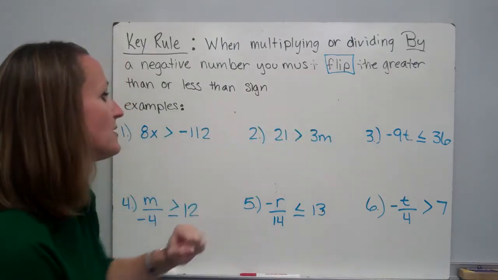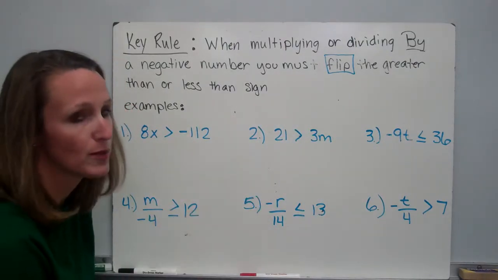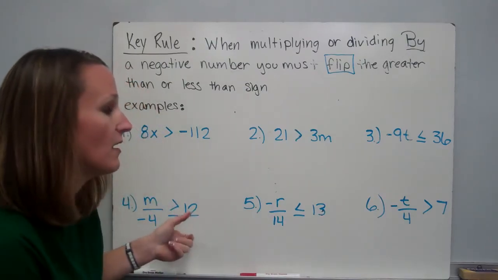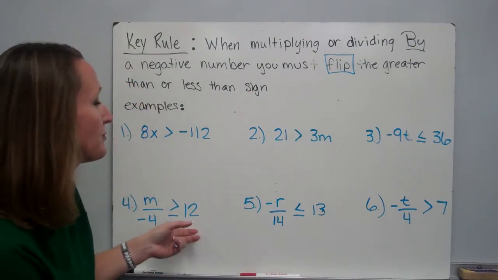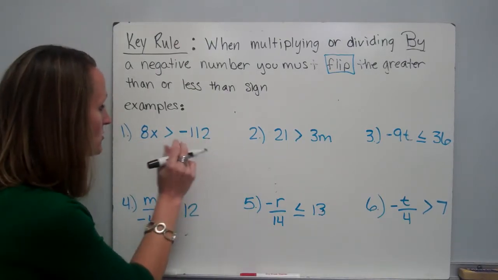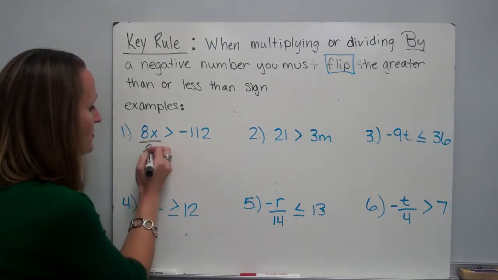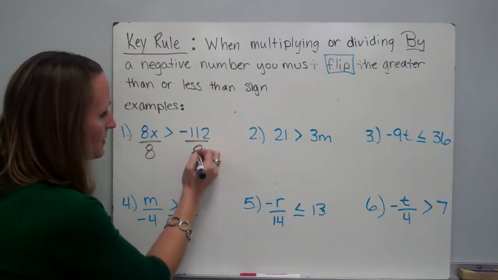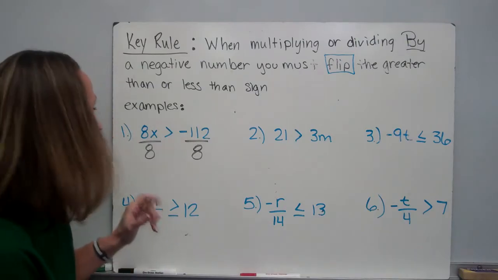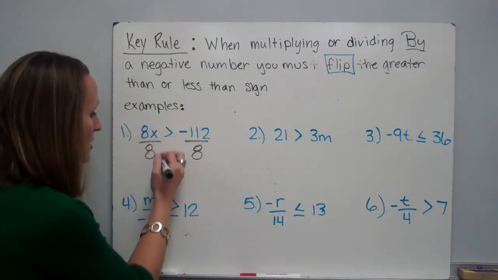So what do I mean by flip? So let's work some and look at it. And I've got a whole bunch of these. And although you will need to graph your answer, we're not going to do that on our problems here. So look at this first one. We have 8x goes into 112. So if we divide both sides by 8, this time the negative is not with the number that I'm dividing by, so I do not have to flip.